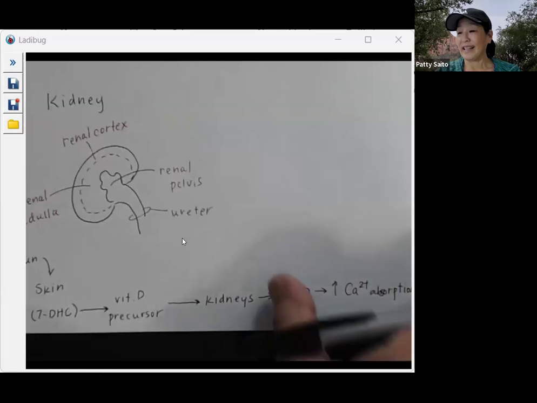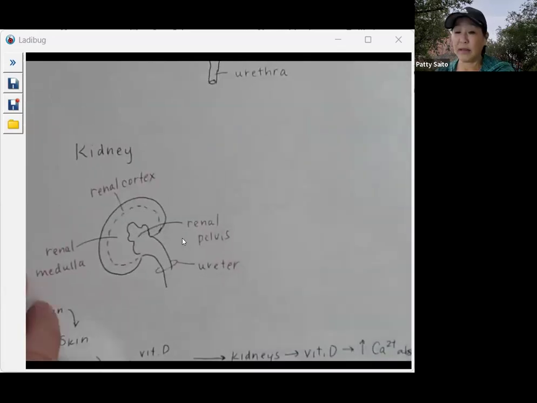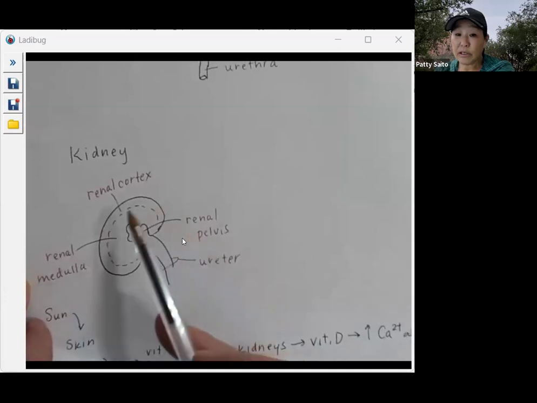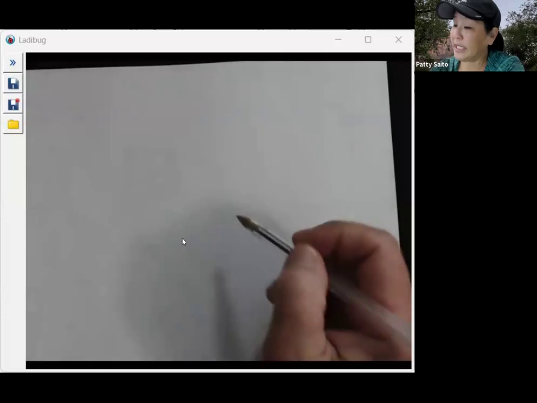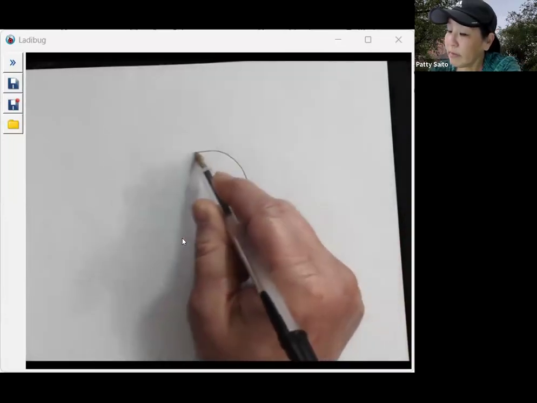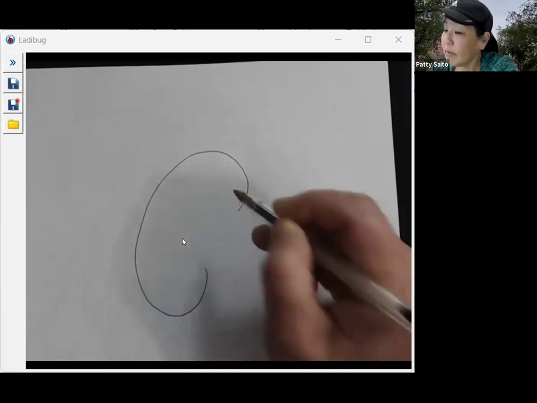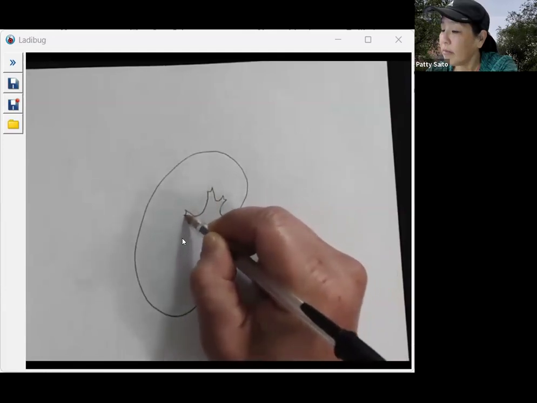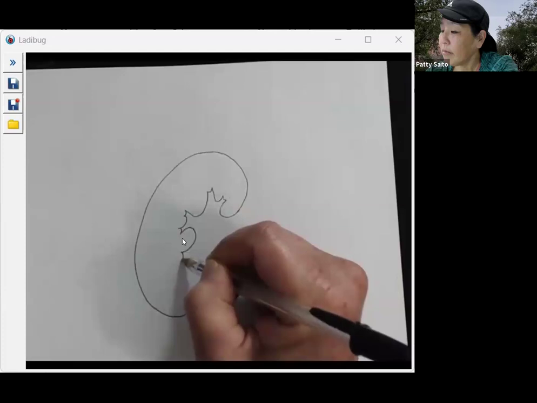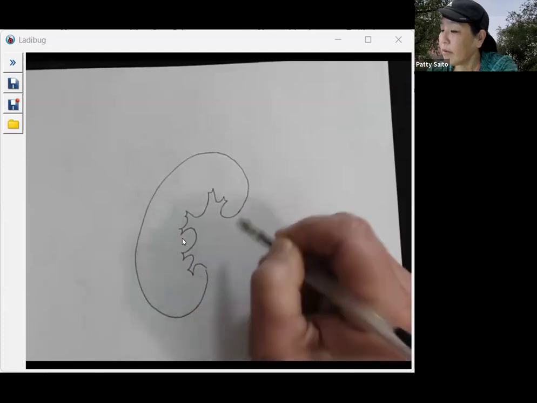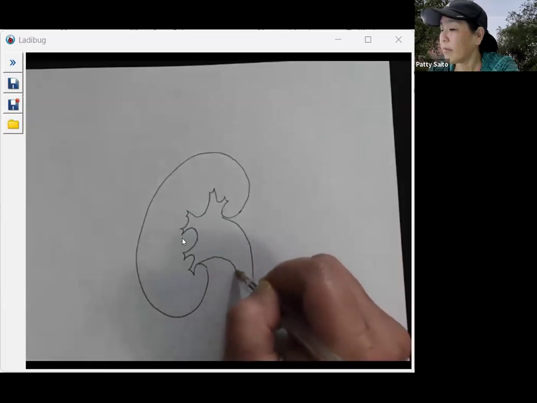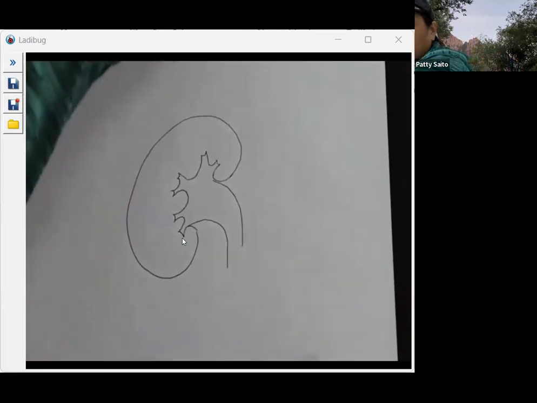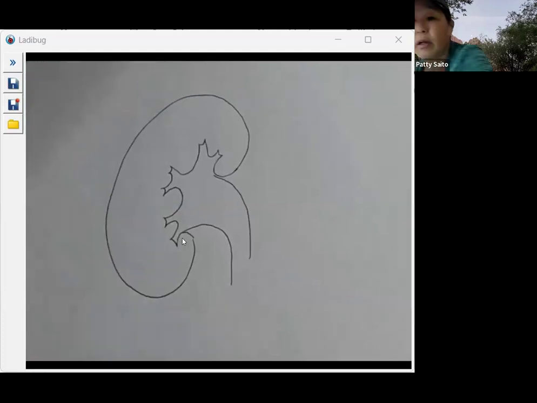All right. Sorry, I just remembered that someone wanted me to talk a little bit more about that. So let's take a closer look at the kidney. Okay. And I'll draw a bigger kidney, with a little bit more detail.